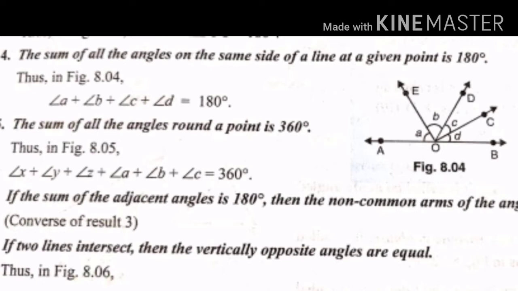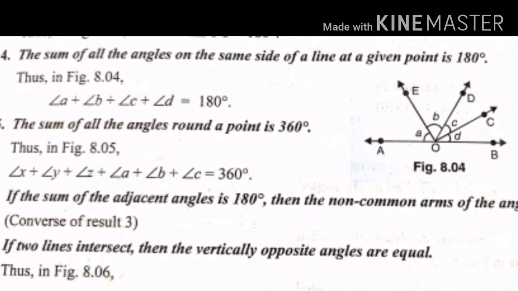Now the next is the sum of all the angles round a point is 360°. Now suppose there is a point O and there are so many angles formed. Here you can see the example X, Y, Z, A, B, C. 6 angles are formed around the point O. So the sum of all these angles must be 360°, always equal to 360°.